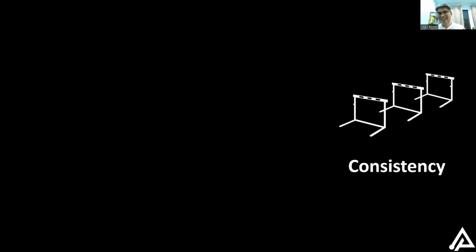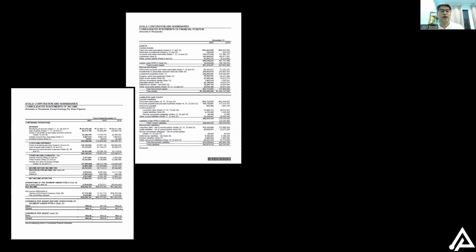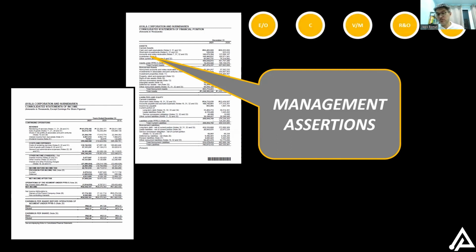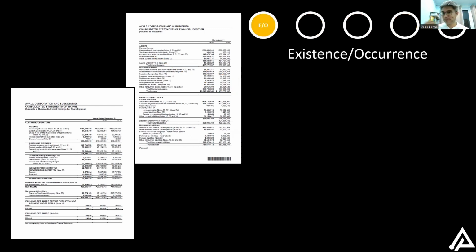Finally, when we elect an accounting policy, such policy must be implemented consistently. The financial statements are prepared by the management, and embodied in those reports are management assertions. Basically, these are the underlying messages being communicated by management when they prepare financial statements.